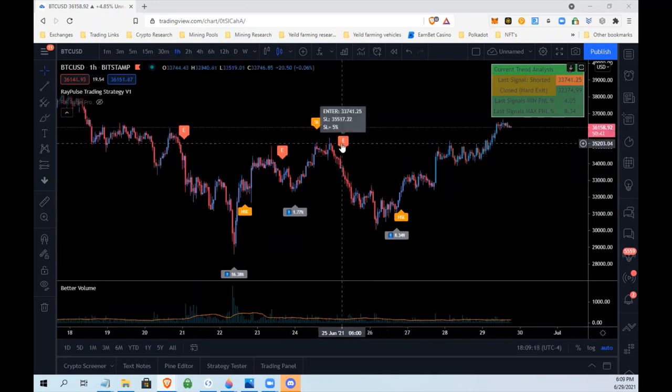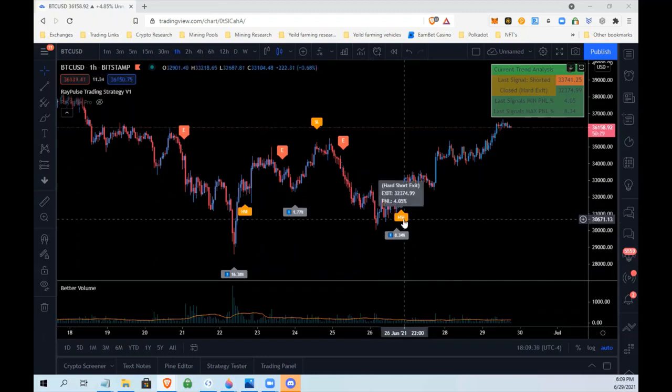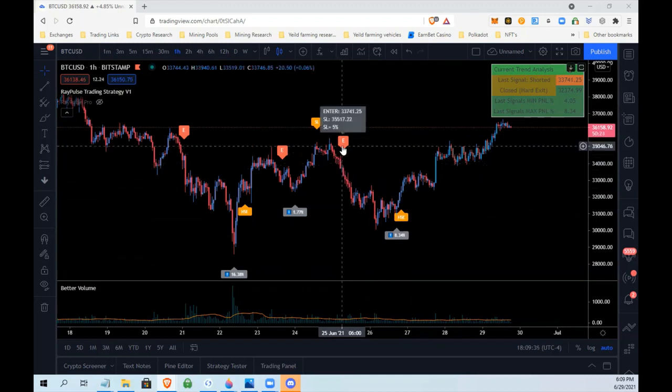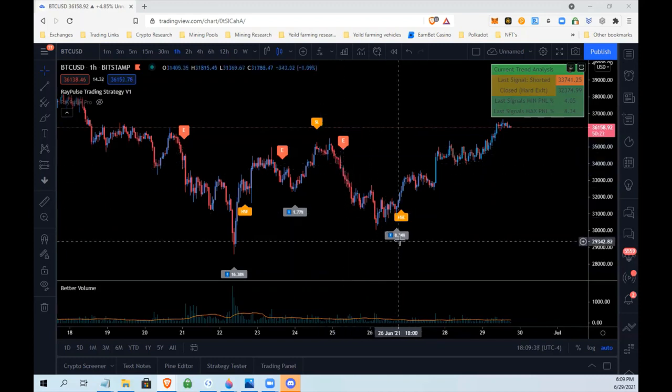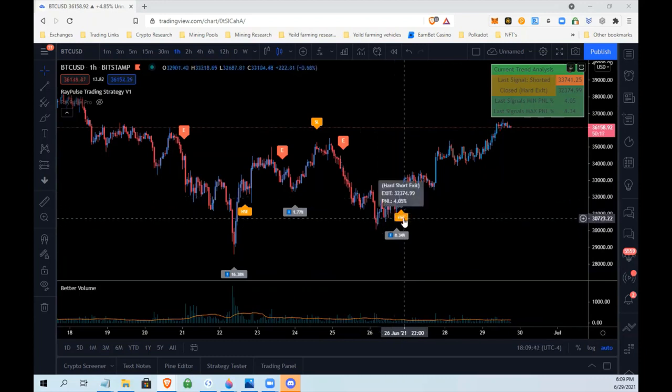This last signal was a pretty decent signal as well, with an entry around 33,741. The max P&L was 8.34%, and then the hard exit got out at 4.05%. So again, taking profit early and often, you could have made up to 8.34%. If you let it go to the hard exit, that was 4.05%.